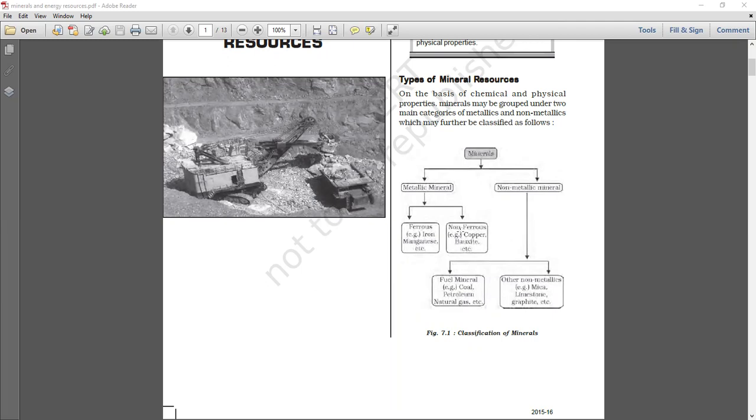Ferrous minerals are rich in iron content and they are an important source of iron. The examples are iron and manganese. Non-ferrous minerals are those which do not have iron content and have a high proportion of other metals. The examples are copper and bauxite. Okay. Now let's talk about the non-metallic minerals. Non-metallic minerals are those which do not have metallic contents and are classified into two groups. The first one is fuel minerals. The next one is other non-metallic minerals.